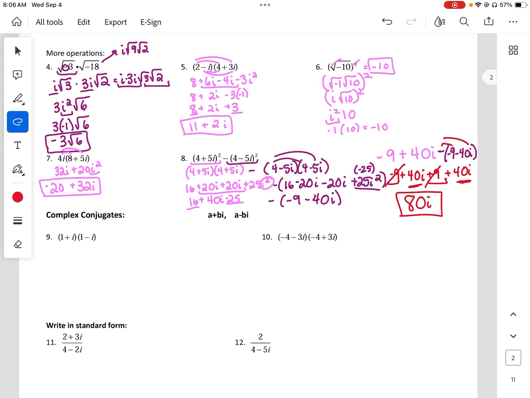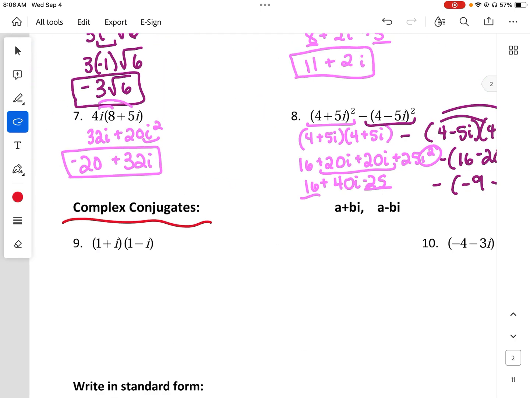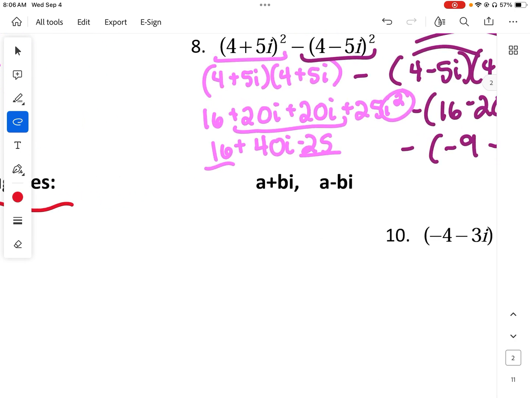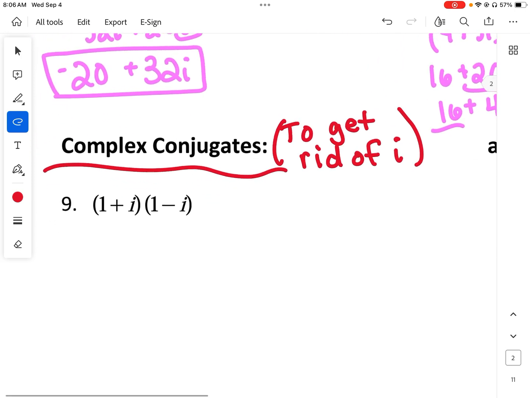Okay, let's talk about complex conjugates. They are the same binomial, just a different sign. So we have here a plus bi and a minus bi. Those are complex conjugates. The reason we want to do this is so we can knock out the imaginary part, to get rid of i. I'll show you how that works.